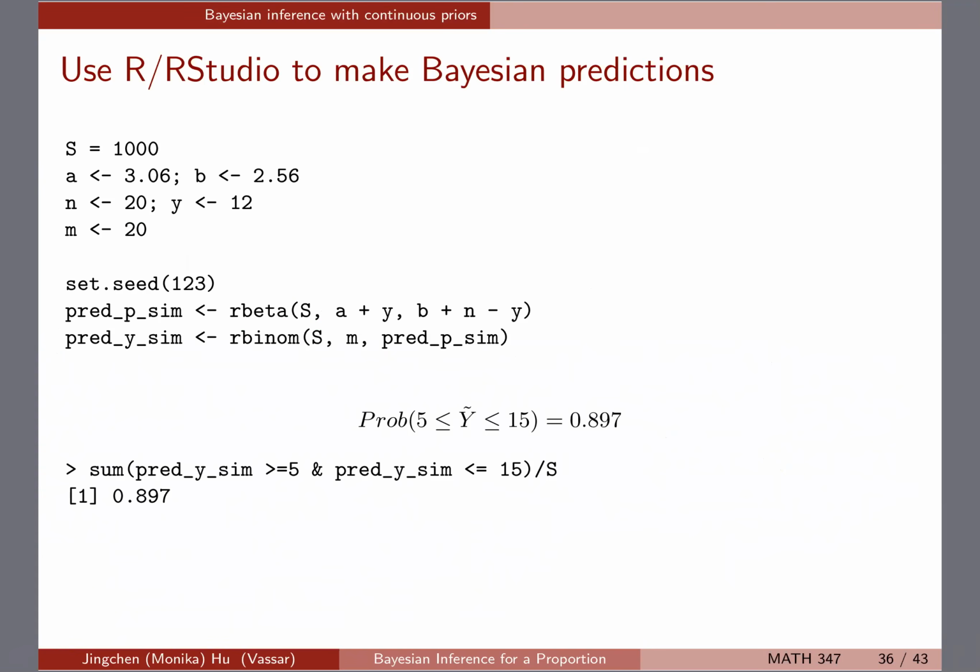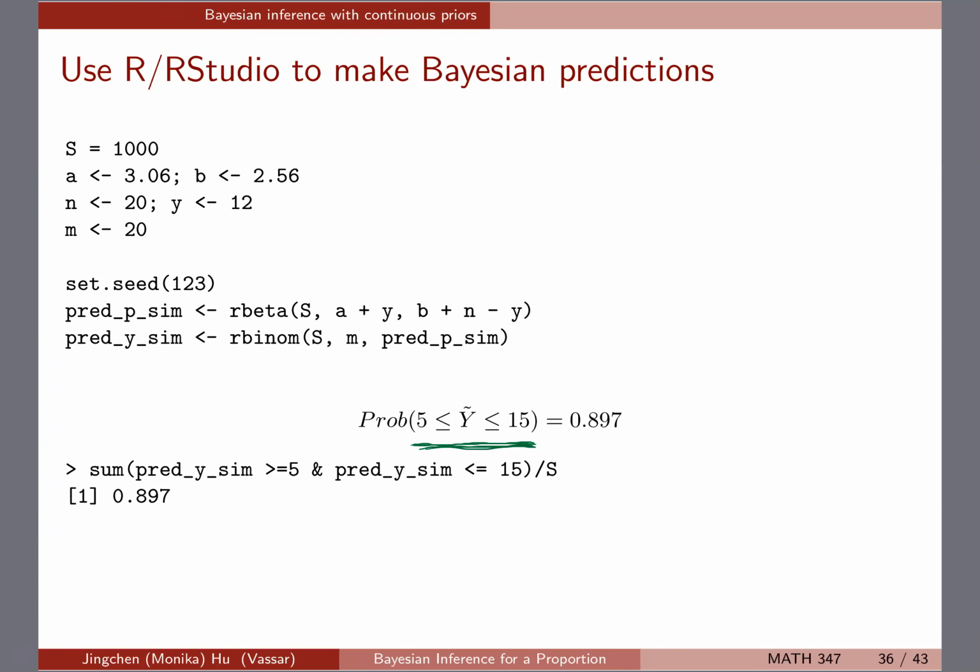All right, so earlier I was saying summarizing. What if I want to know the posterior predictive probability of a newly generated y to fall into this interval? Like, what will be a newly predicted y to be between 5 and 15? So that's between 5 out of 20 and 15 out of 20. I want to know that probability.